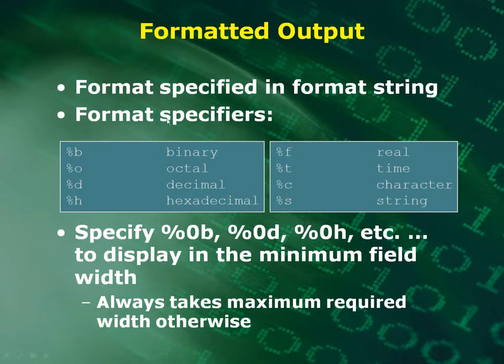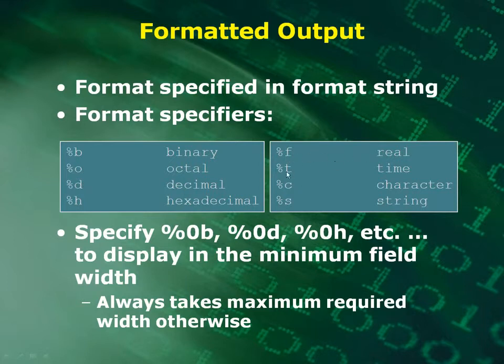Let's take a look at format specifiers, and some of them we've been using already, like %b for binary or %o for octal, etc. There's also a thing you can put in here. You can put a number just before the b, the o, the d, or the h, such as a 0, and if you do that, it'll display the minimum field width. If you don't put the 0 in front of it, or some other number, it's going to display a different field width, and if you put no number in front of it, it'll always take the maximum required width.